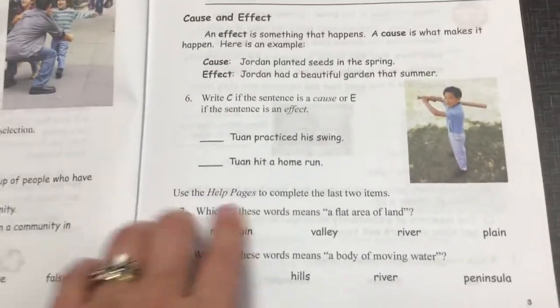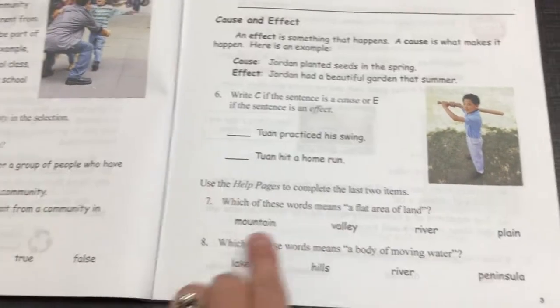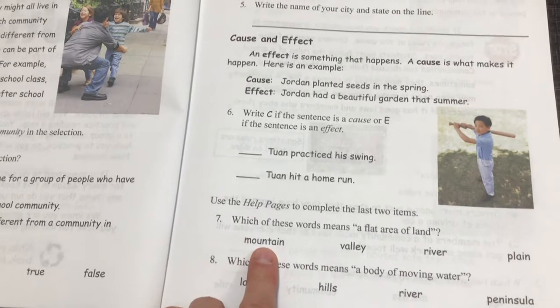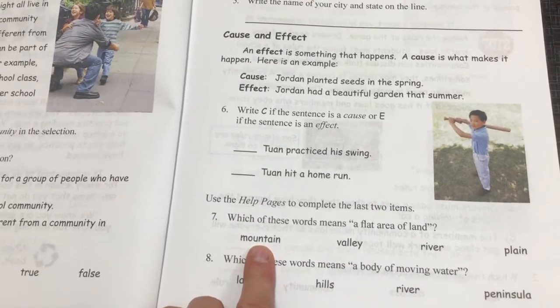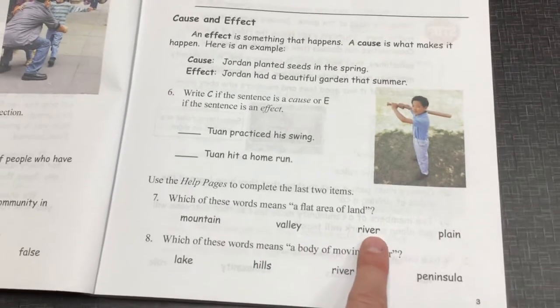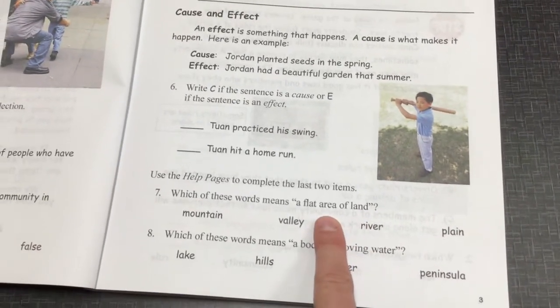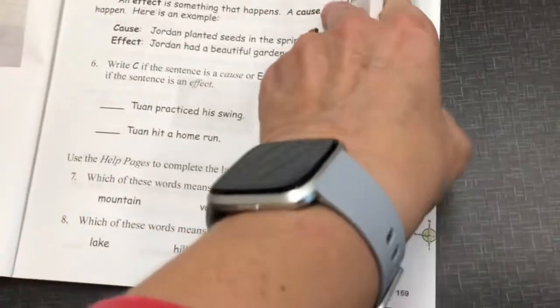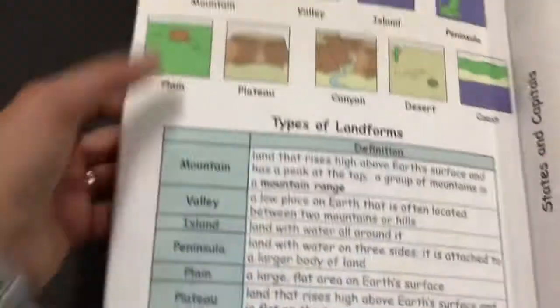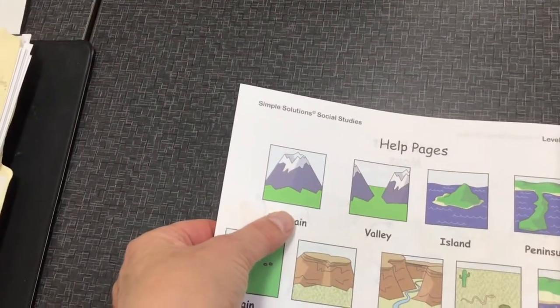Number 7. Which of these words means a flat area of land? Mountain. Is a mountain a flat area of land? A valley, a river, or a plain? A flat area of land. So on page 160, let's look at a mountain. Is a mountain a flat area of land?